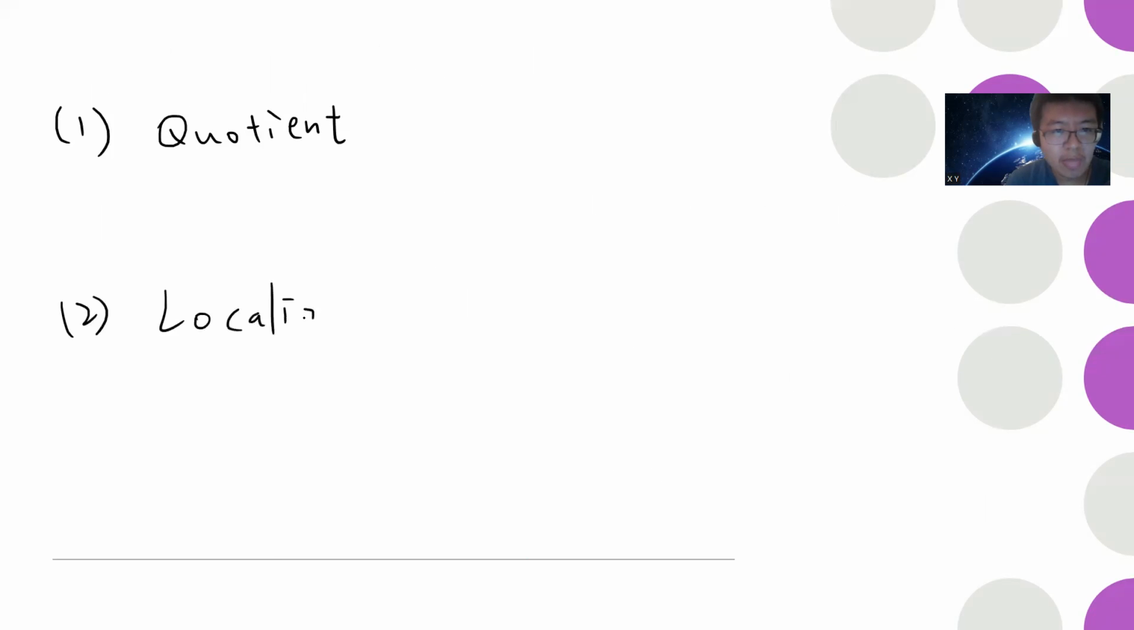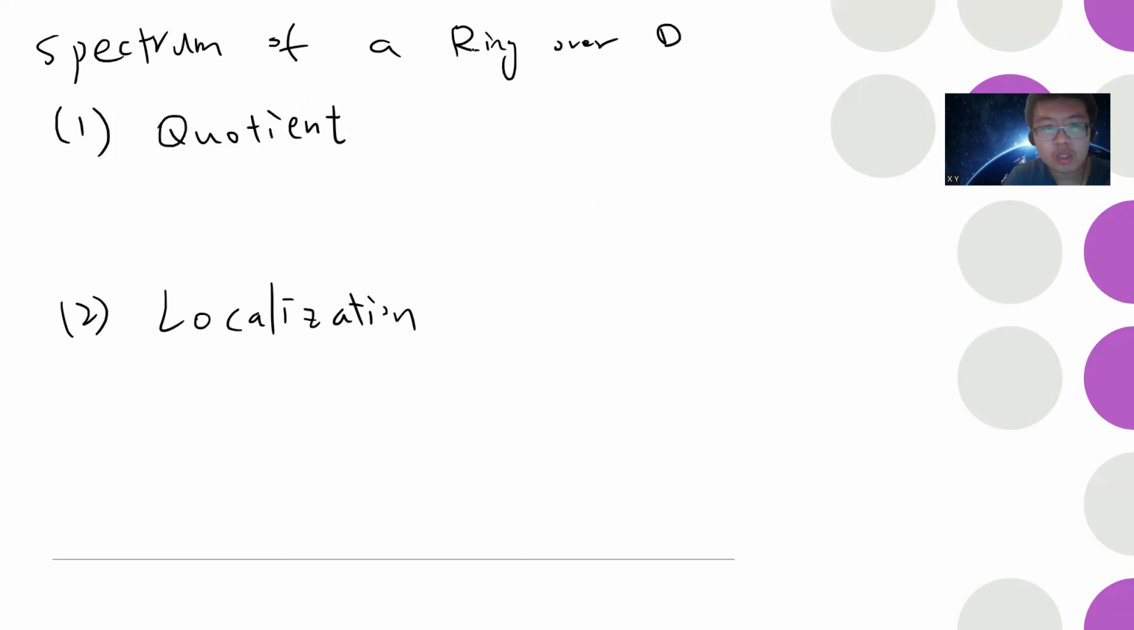There are two special kinds: one is the quotient, one is the localization. So we want to study the spectrum of a ring over these two. Okay.